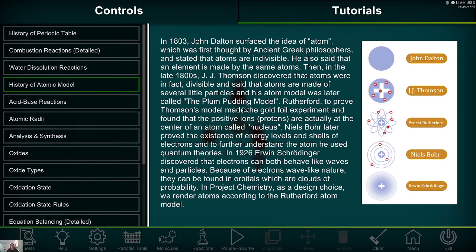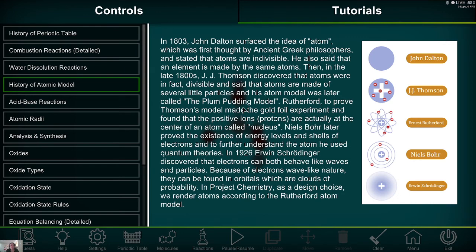In 1803, John Dalton surfaced the idea of atom, which was first thought by ancient Greek philosophers, and stated that atoms are indivisible. He also said that an element is made by the same atoms. Then, in the 1800s, J.J. Thomson discovered that atoms were in fact divisible and said that atoms are made of several little particles, and this atom model was later called the plum pudding model.